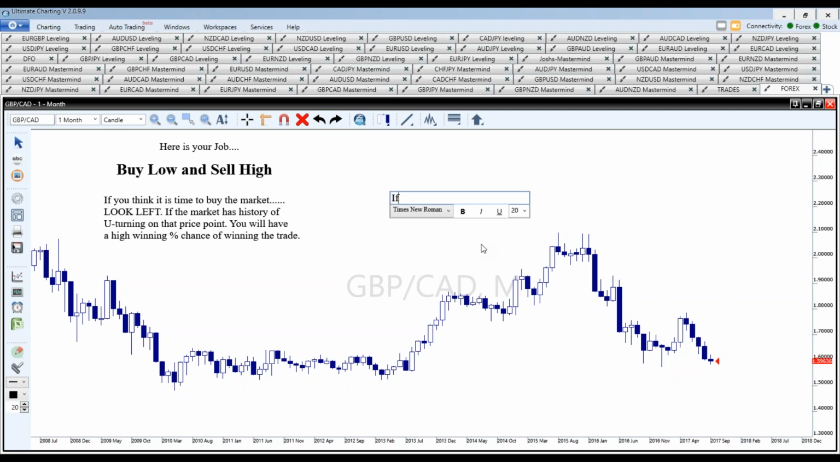Now, if you look left and the market has no history of U-turns on the price point, you have a high percent chance of losing the trade.